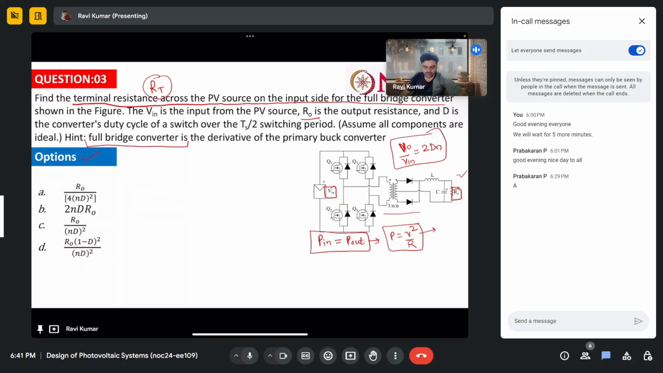So you just need to do one thing. You need to have the conservation of power term here, P input equals P output. Put this value in terms of V square by R. Use the ratio V naught by V in as 2Dn square. Then calculate RT in terms of R naught. This power in terms of V square by R.